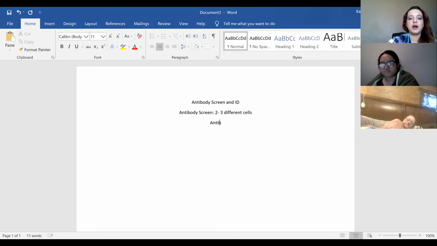And then your antibody panel is going to have 10 to 20 different cells. And now here's an example of each one.